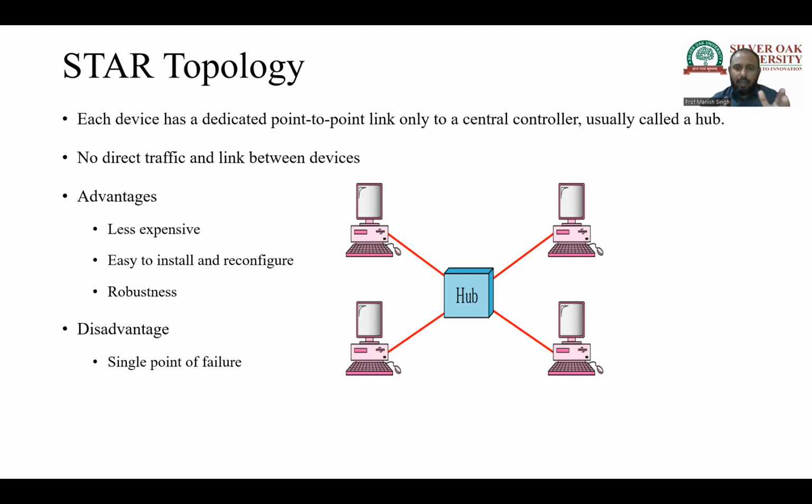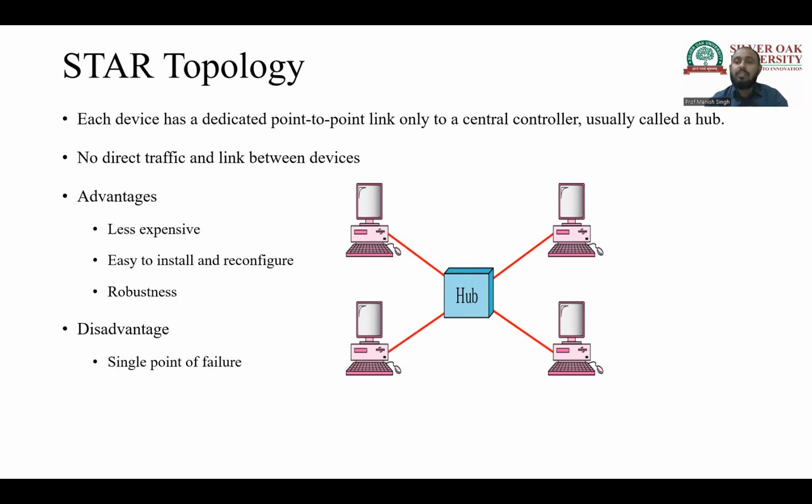First of all, we understand how it works. Then we are going to the advantages, then disadvantages. In the star topology, suppose PC1 wants to communicate to PC3. It will first send the packet to the hub, and now the hub will broadcast the packet to all the devices.